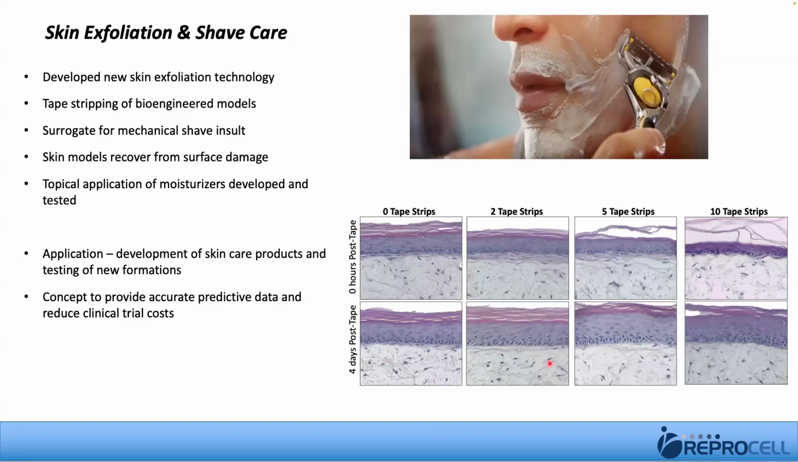This is another way we can interact with the surface of the skin. This is an exfoliation technique we've developed and published on with P&G. We've taken our human skin models, we've put tape strips onto the surface and removed the upper layer of cells. And if we repeat this, we can get down to what's called the glistening layer. That's about 10 tape strips.